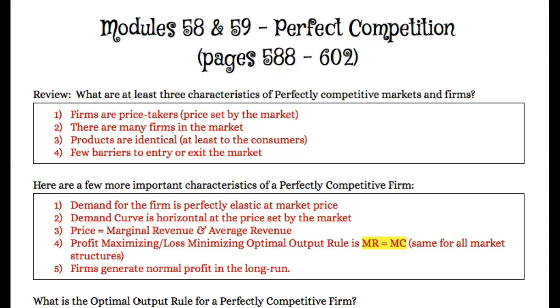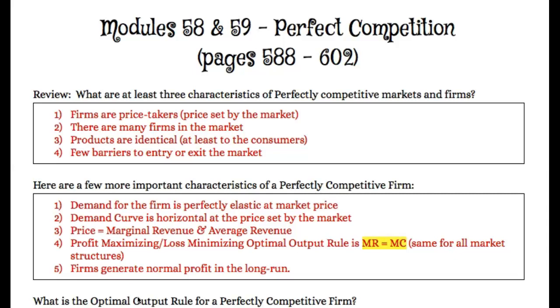For all market structures, including perfectly competitive, the profit maximizing, loss minimizing optimal output rule is MR equals MC. So MR equals MC is true for every single market structure we're going to talk about, and this includes perfect competition. And in the long run, and we're going to talk about this tomorrow, perfectly competitive firms make what's called normal economic profit. So most of them have the potential to make positive accounting profit, but when you factor in all of those opportunity costs, they're breaking even.